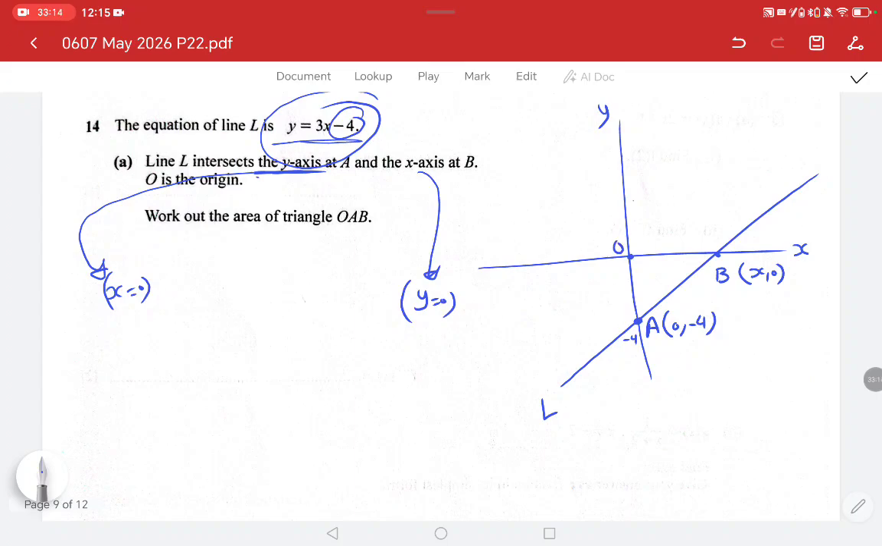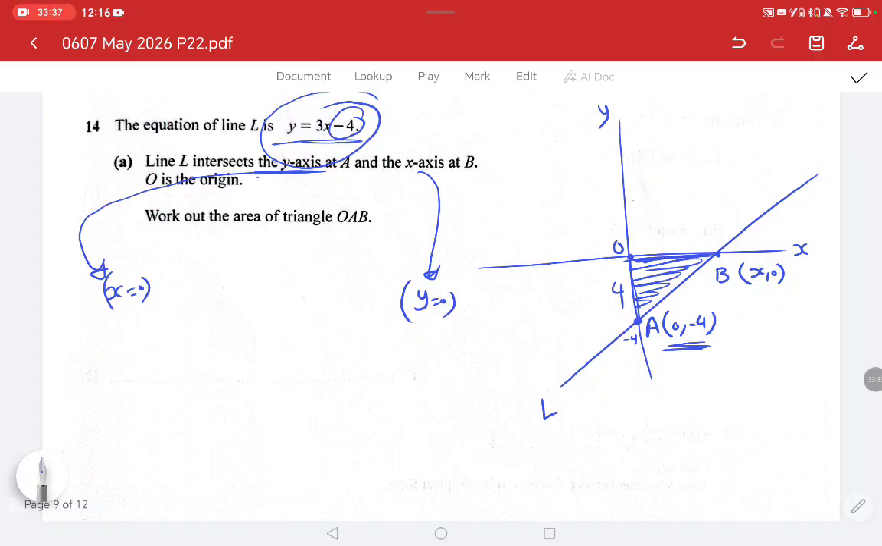They said work out the area of the triangle OAB. We need to find the area of this one. Actually, we know this one. This one is 4, the height is 4. Okay, no problem. Now we need to find what? We need to find x. So how to find x in this way?